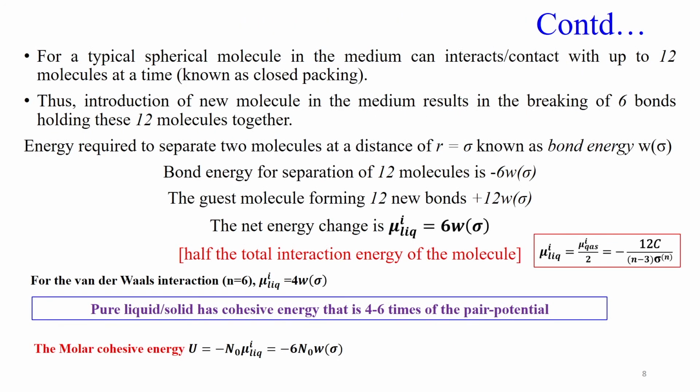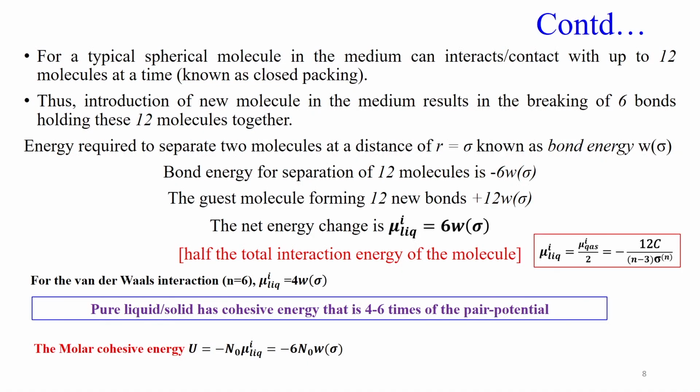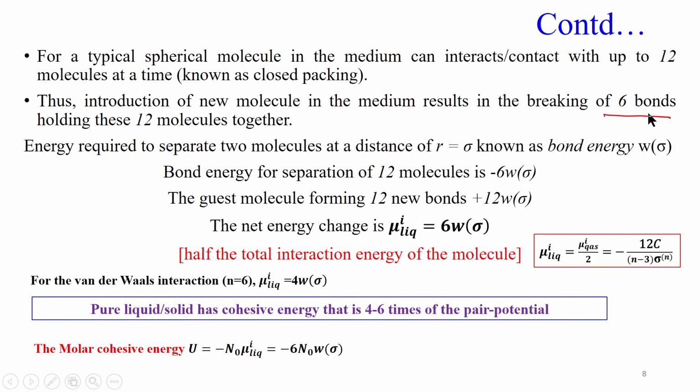If you consider a typical spherical molecule in the medium, it interacts with 12 other molecules, or you can say 12 solvent molecules. If you want to introduce a new molecule in the medium, it must displace the 12 solvent molecules. It means it must break 12 divided by 2, that is 6 bonds. The energy required to separate 2 molecules at a distance r is known as the bond energy, and here we are replacing r with sigma. So the pair potential for the separation of the 12 molecules will be 6 times the pair potential, because the 12 molecules form 6 pairs.